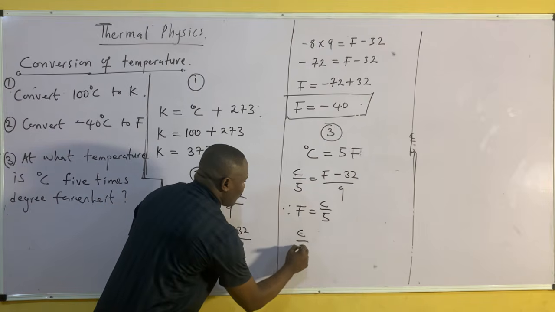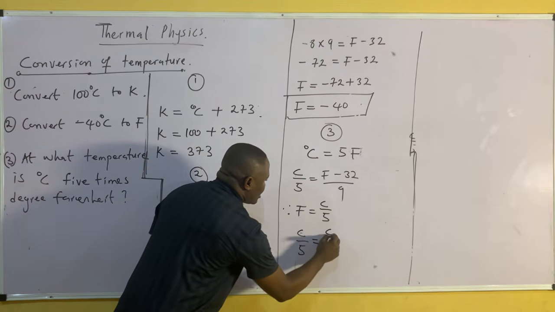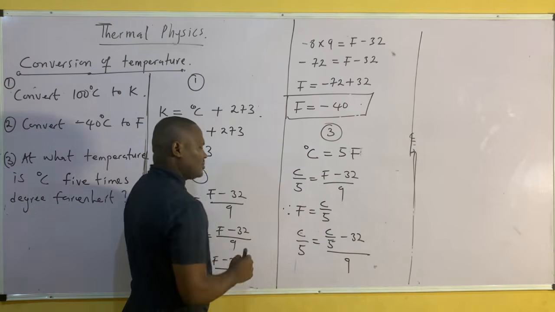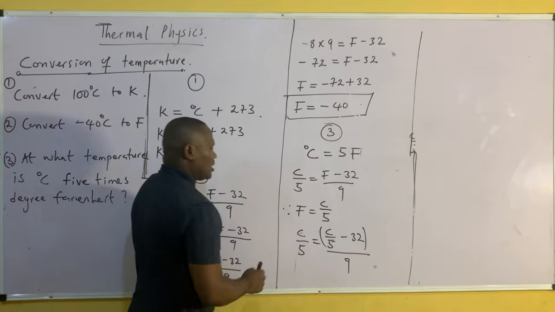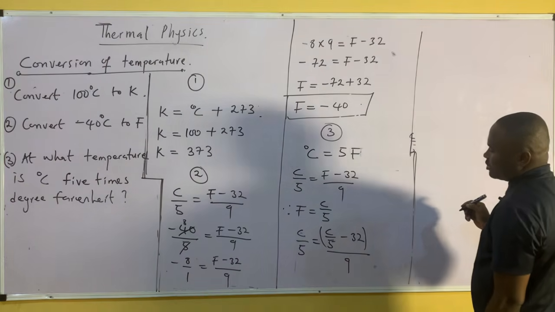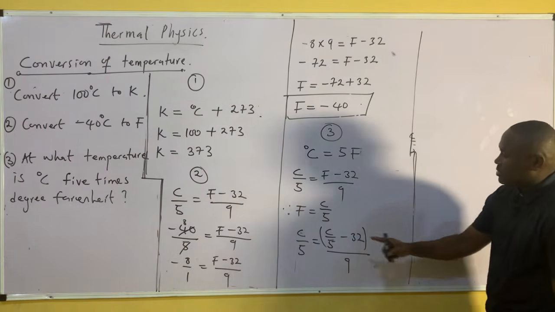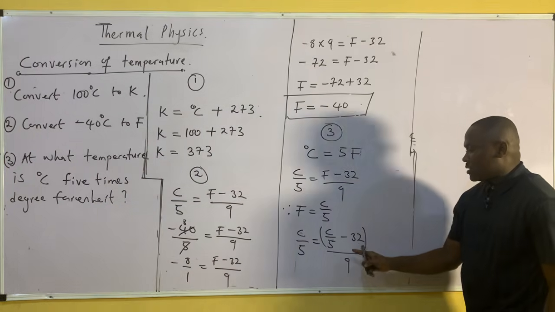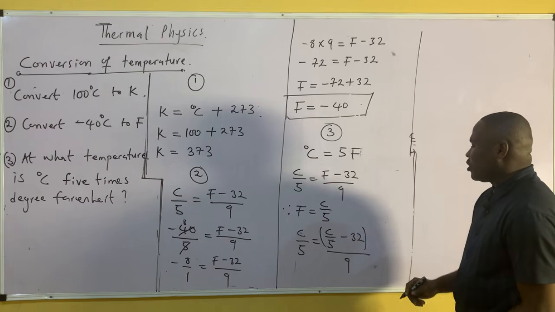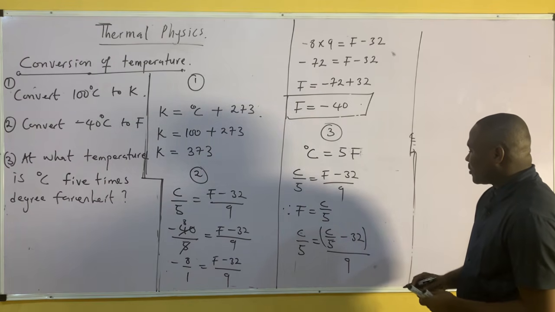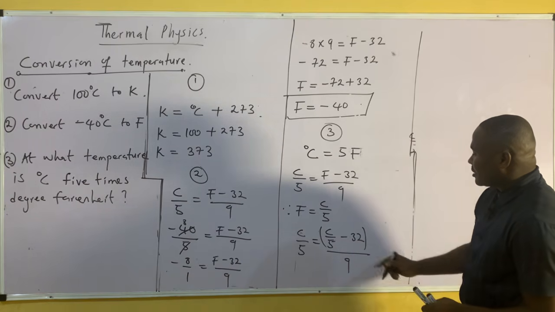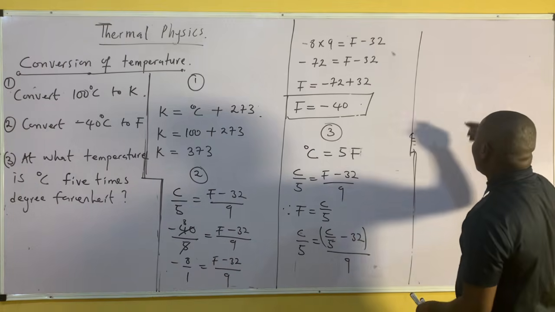So I will now have C over 5 is equal to C over 5 minus 32 over 9. That's how it will be expressed. Now, I will go further to cross multiply. Okay, let's solve this out. 5 times 32, which is 160. 160 minus C over 5. Okay, let me solve it out.